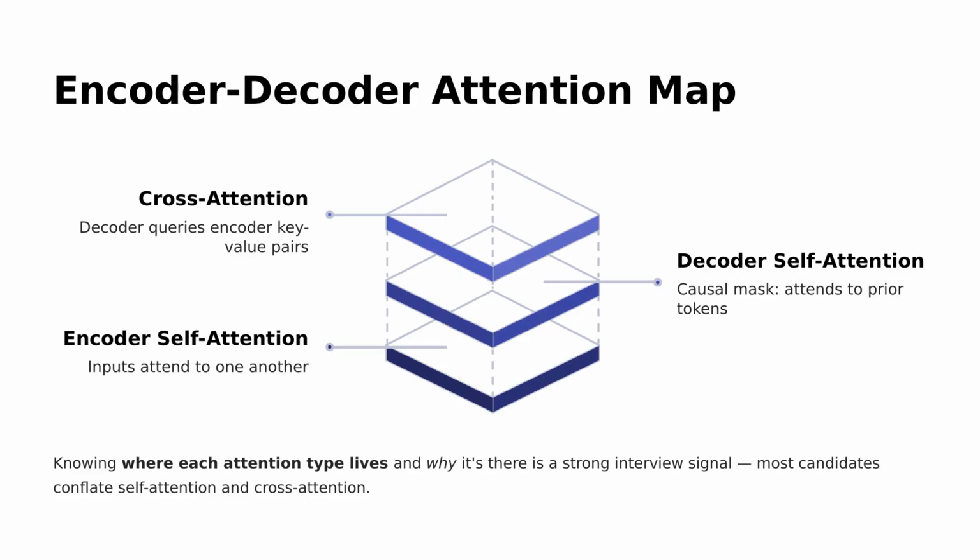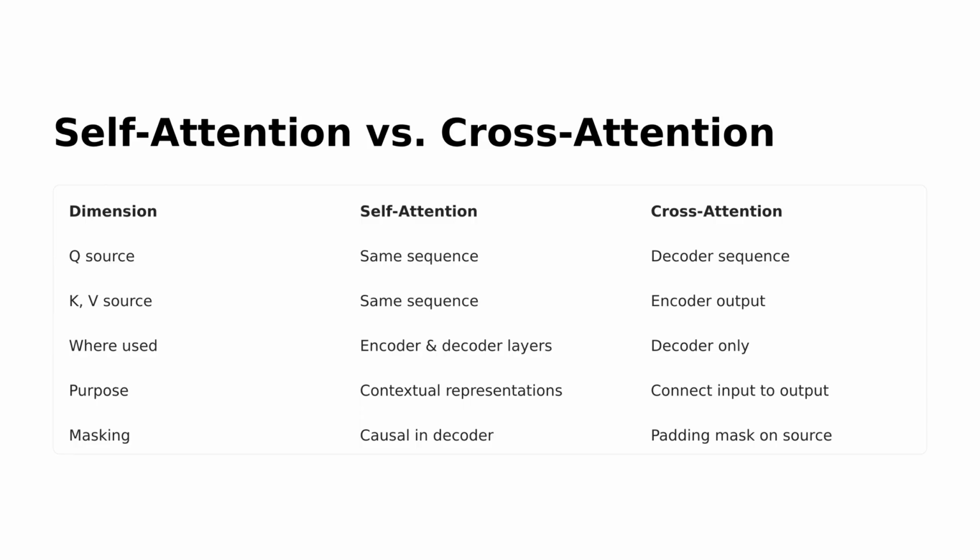This slide maps the 3 attention patterns in an encoder-decoder transformer. In encoder self-attention, input tokens attend to each other to build contextual representations. In decoder self-attention, a causal mask limits each position to earlier tokens, so generation stays autoregressive. Then, cross-attention lets the decoder query the encoder's outputs through key-value pairs. Being clear on where each type lives and why is a strong interview signal, because self-attention and cross-attention are often confused. This slide compares self-attention and cross-attention.